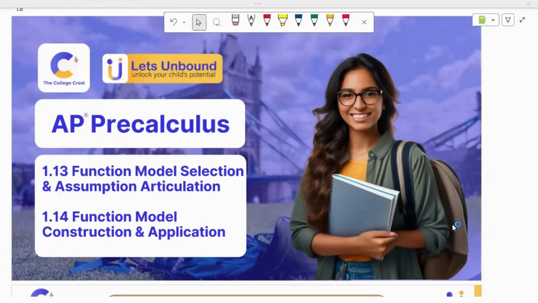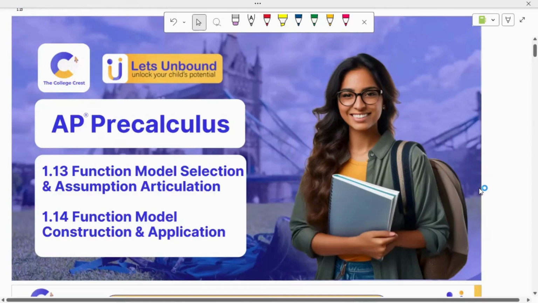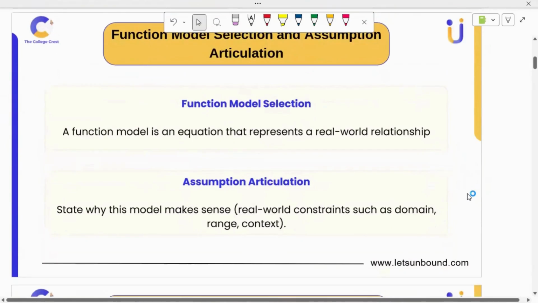So for now, let's dive into the final part of Unit 1. Function model selection and assumption articulation, function model construction and application. Let's go. What is this function model selection and assumption?